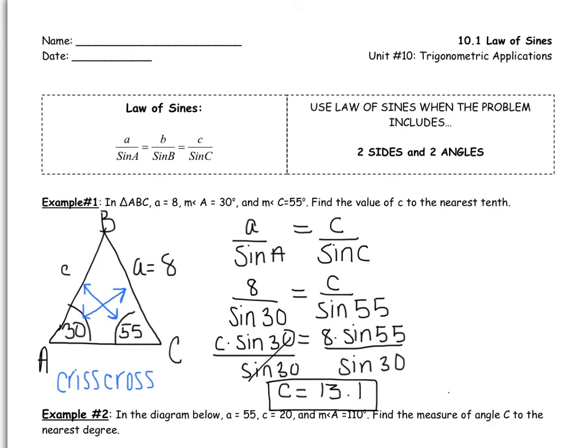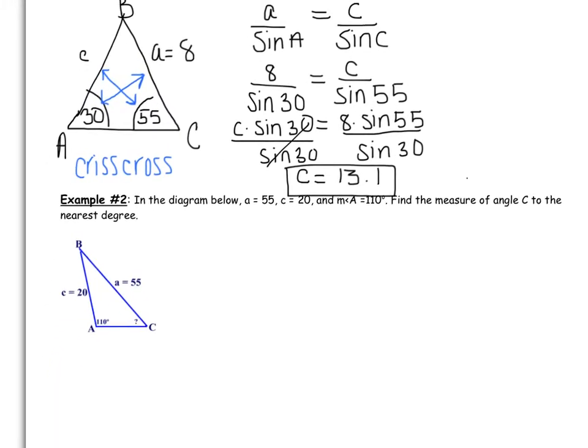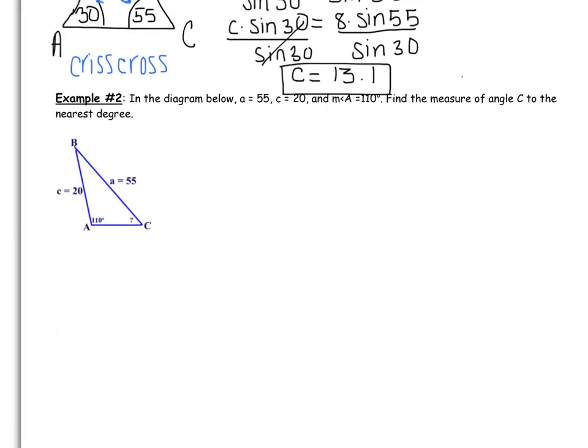Okay, let's try another example. Example number 2. In the diagram below, little a is 55. Little a, remember, is across from angle A. Side of C is 20, again, across from angle C. And the measure of angle A is 110. Find the measure of angle C.